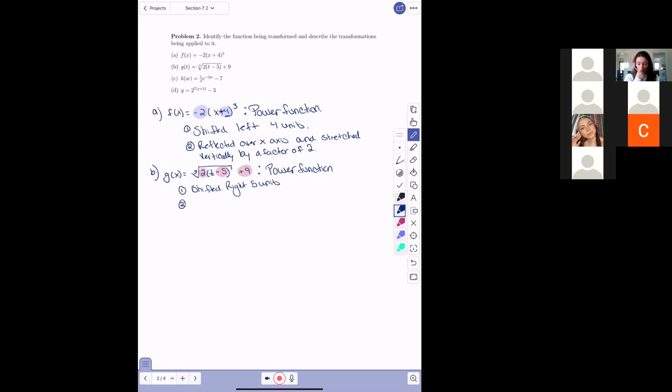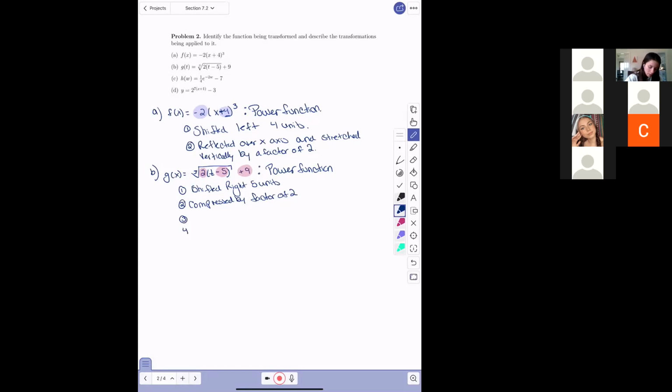Okay, is there a horizontal scaling happening? And if so, what is it? Is it being compressed by 2 units? Yep, well, by a factor of 2. Any questions on that one? That part could be a little tough. Are we scaling this function horizontally at all? Shifting up 9 units. We are shifting up 9 units.